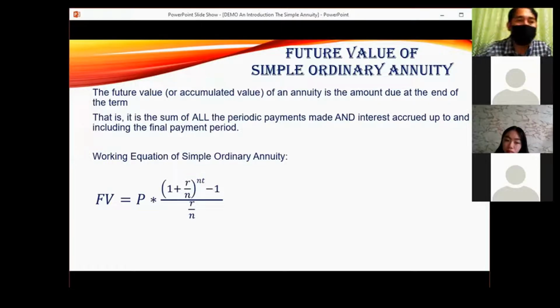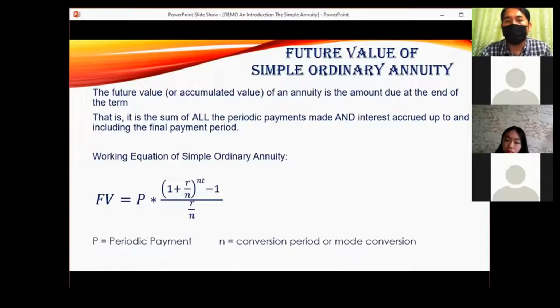Ito ang working equation. FV is a future value. Okay? Future value. P is periodic payment. Ito yung monthly, yearly na binabayaran. Ano naman yung conversion period? That is N. Okay? That is N. Ano naman ang T? That pertains to time or term. And of course, we have in here small r, annual rate. Now, do not be confused when I make use of annual rate and compounding rate. Ang annual rate is rate within a given year. Ang compounding rate naman is yung annual rate is to be divided by how many terms or conversion period.